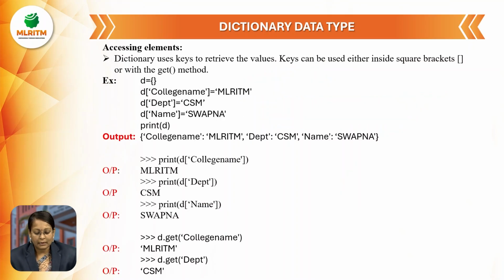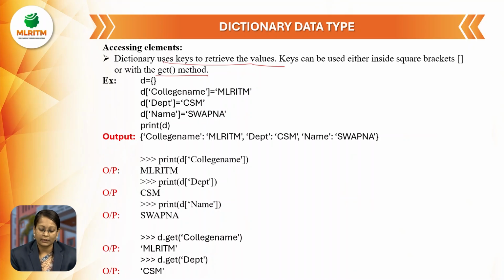The next is accessing the elements. So how can we access the elements in the dictionary? Here, by using the key, we are accessing the elements of a dictionary. A dictionary uses keys to retrieve the values. Keys can be used either inside square brackets or with the get method.